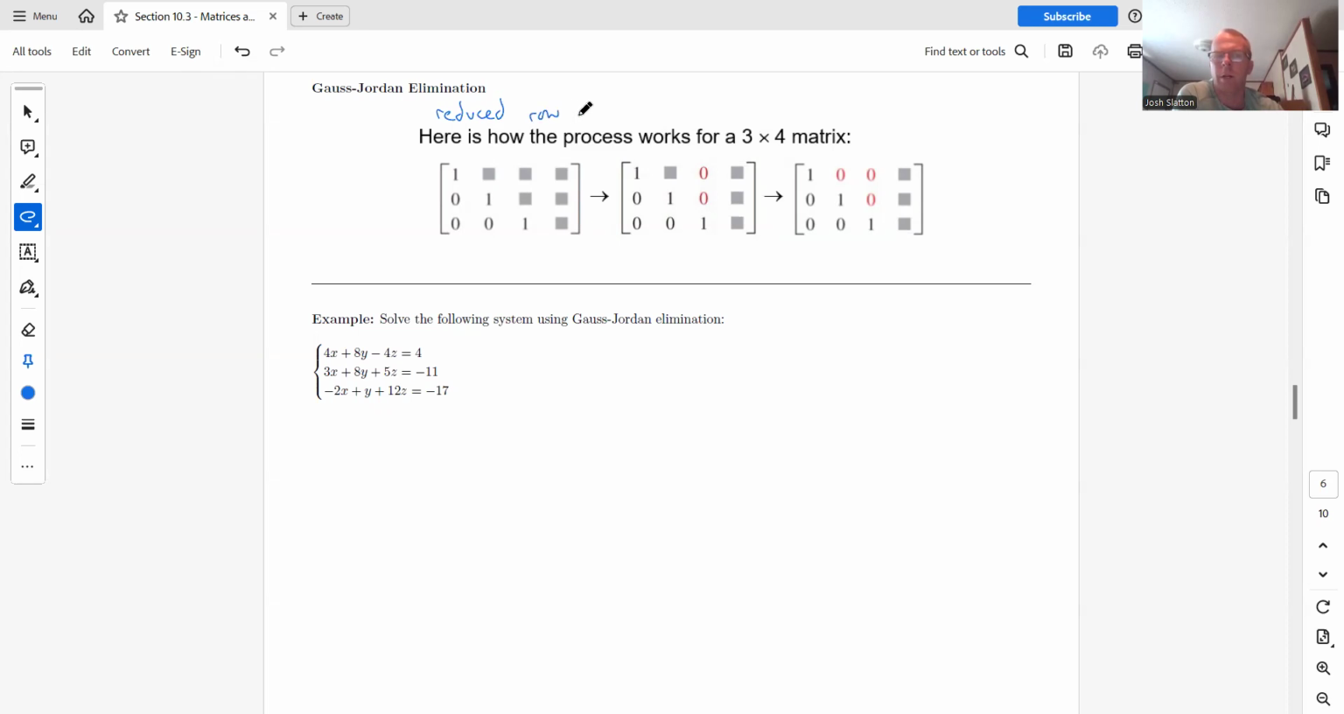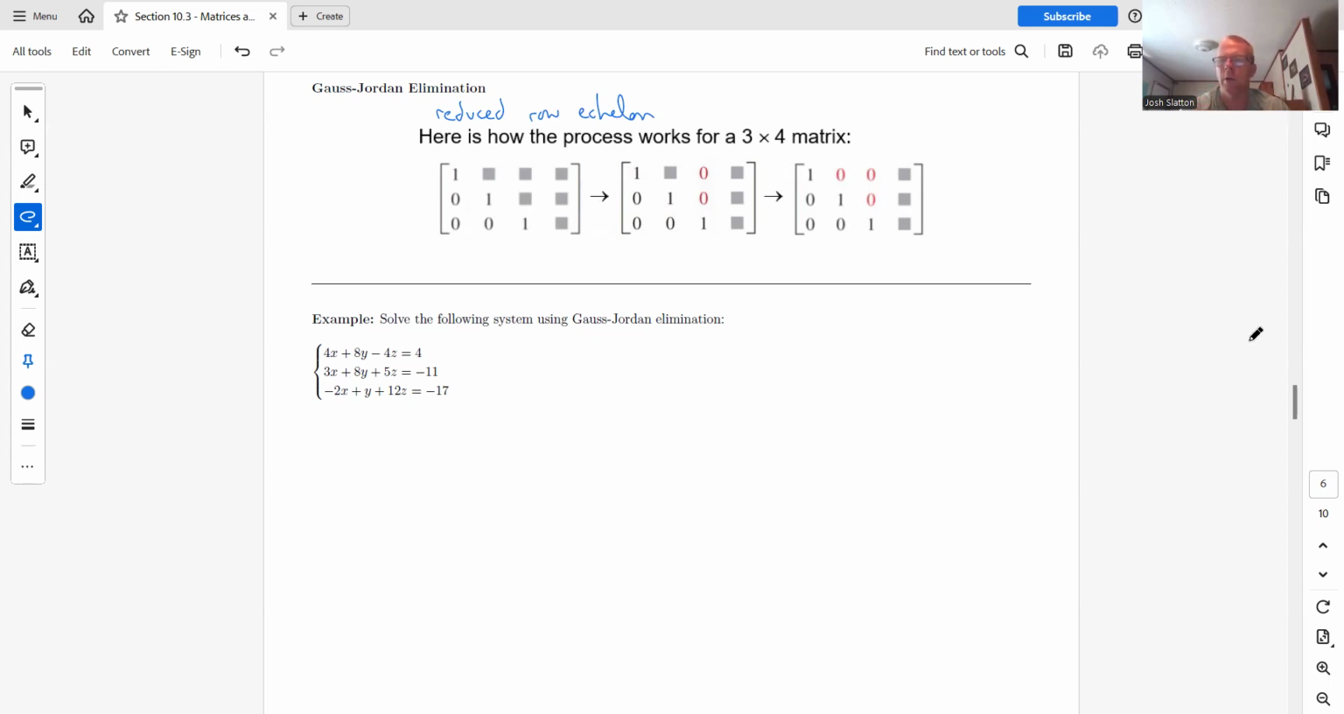And if you remember, echelon form looks like this, where the leading entries are 1, and anything below those in the same column would be 0. With reduced row echelon form, any leading entry is the only non-zero number in that column. So only one non-zero number for each column. With Gauss-Jordan elimination, you get the matrix to reduced row echelon form, and then the answer is actually just right there in front of you. So it's a couple more steps to get there, but when you get there, you're done.